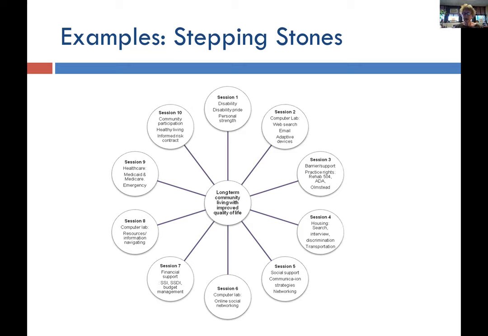And then finally, we have a set of modules on social support and social networking, because we know social isolation is such a big issue for people transitioning out of nursing homes into the community. And so it's not just in-person social support, but we had a heavy component of actually taking them onto technology and taking them online into emails, internet, social media, so they could develop a really strong social support network online as well.